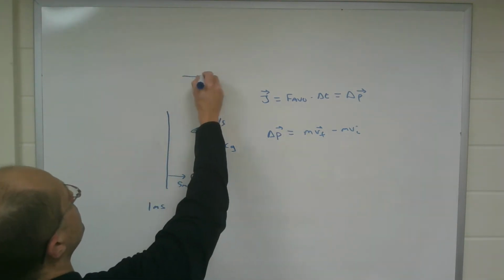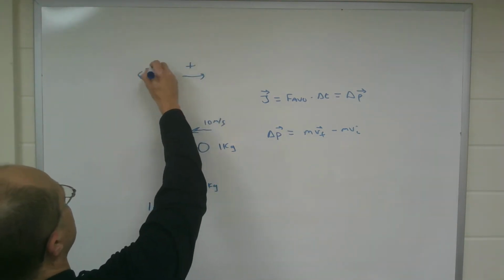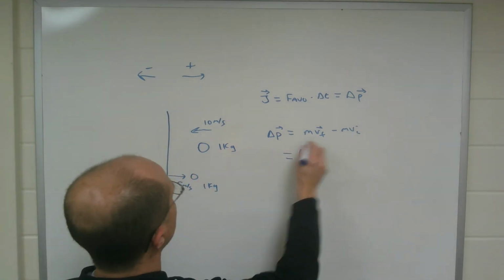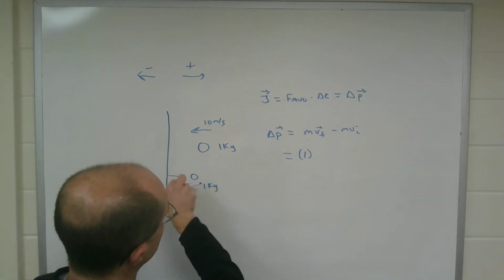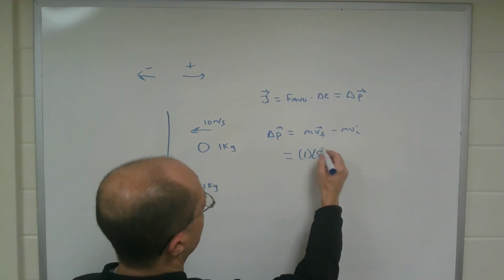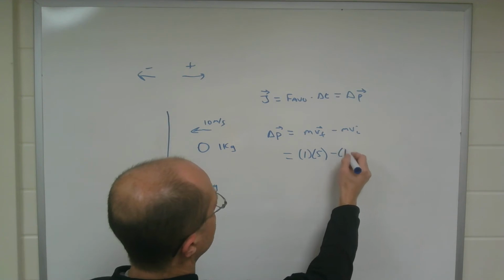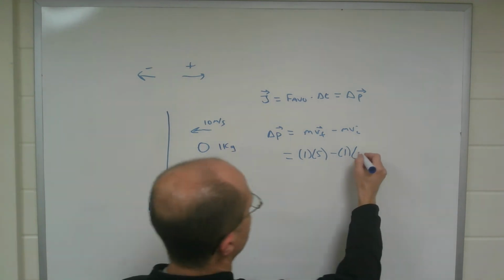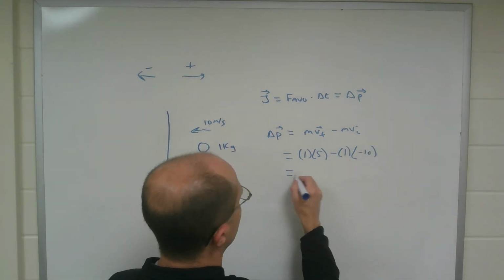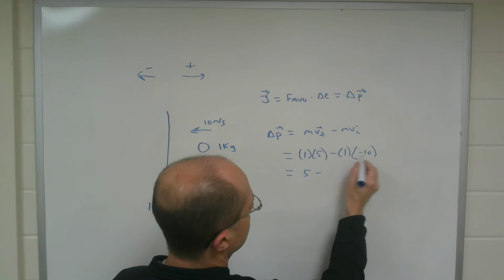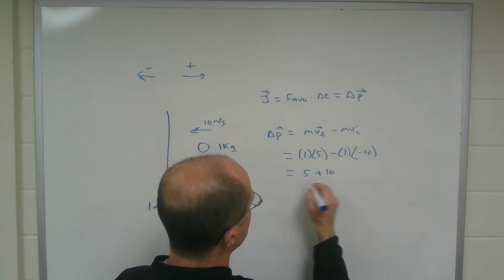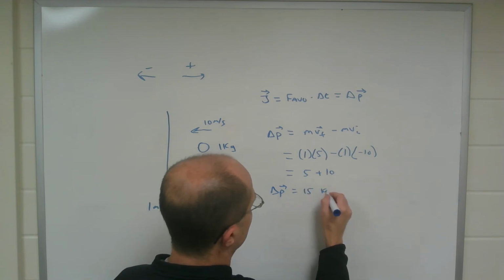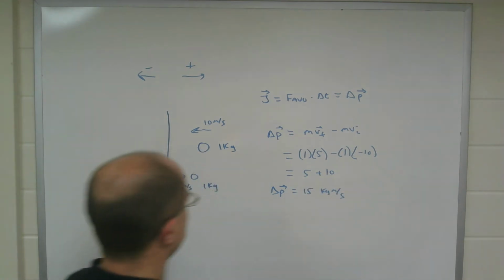So we normally count to the right as positive and to the left as negative. So when we're looking here, we say, oh, the mass is 1, velocity final is 5, and then we have minus 1, because the mass is still 1, but velocity initial is negative 10, because it points to the left. So what we see is we have 5 minus a negative 10 makes that plus 10. So the momentum of our system is 15 kilogram meters per second.